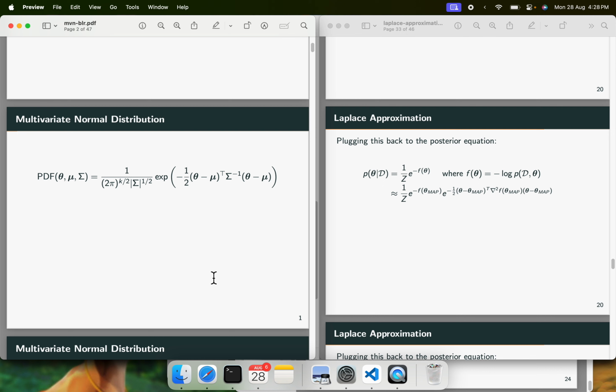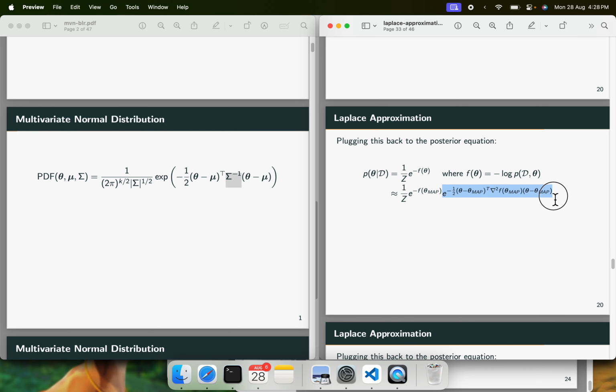The PDF of some function of theta with a given mu and covariance matrix capital sigma is some normalizing constant into e to the power minus half theta minus mu transpose covariance inverse theta minus mu, and what we have obtained on the right hand side is some normalizing constant into e to the power minus f theta map, which is again some constants, into e to the power minus half theta minus mu. So, mu turns out to be theta map, and our covariance inverse capital sigma inverse is the same as the Hessian evaluated at theta map, right, and then you have the theta minus theta map term. So, mu corresponds to theta map, covariance inverse corresponds to the Hessian of f evaluated at theta map.